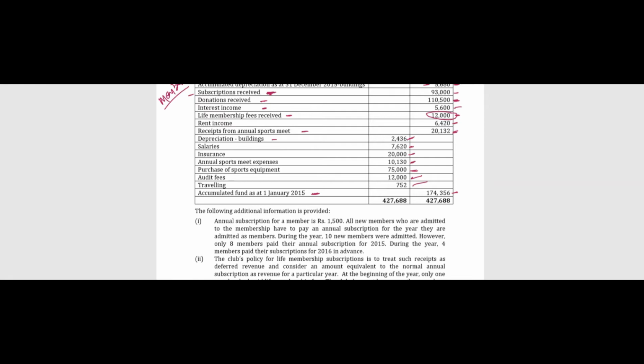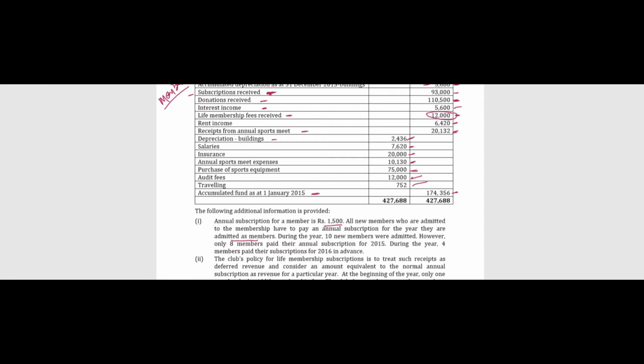Annual subscription for a member is 1,500. All new members who are admitted to the membership have to pay an annual subscription for the year they are admitted as members. Okay, so what is the annual subscription amount? It is 1,500. So all members will have to pay 1,500 per annum.